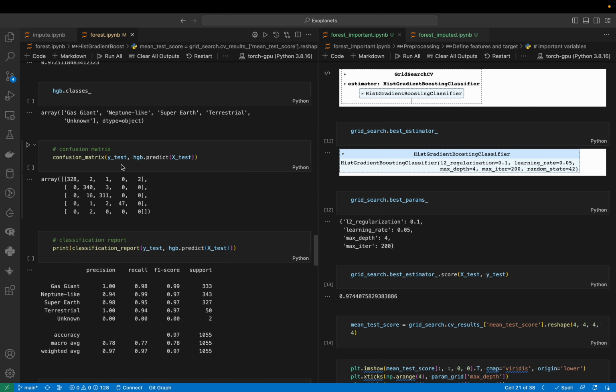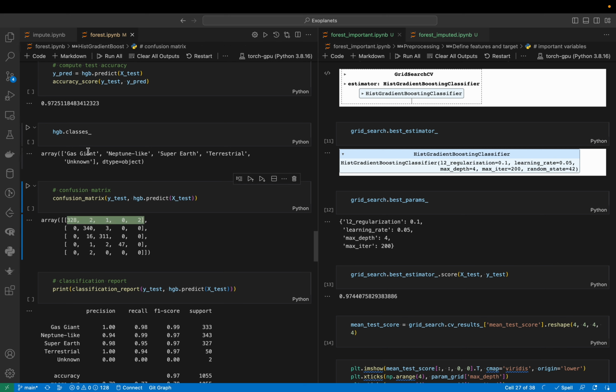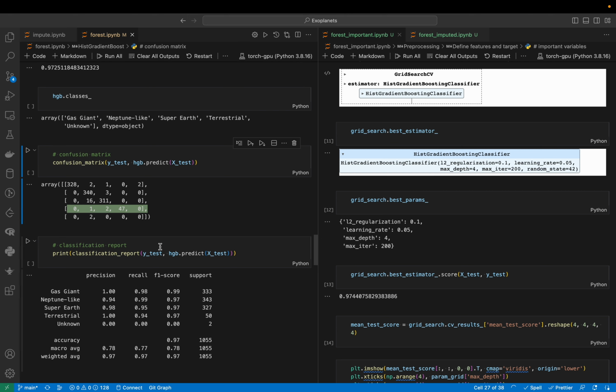And we compute the confusion matrix. The first row means the gas giant. The second row means Neptune-like. Third means super Earth. Oh no, sorry. The last row means unknown. Second to last means terrestrial.